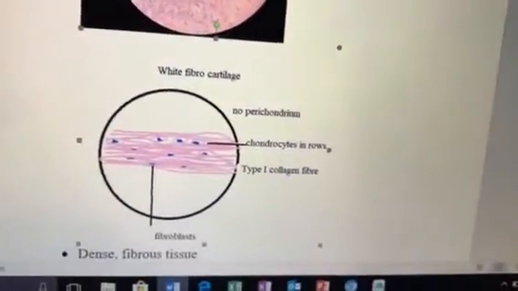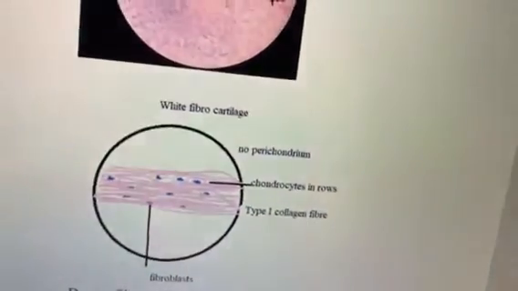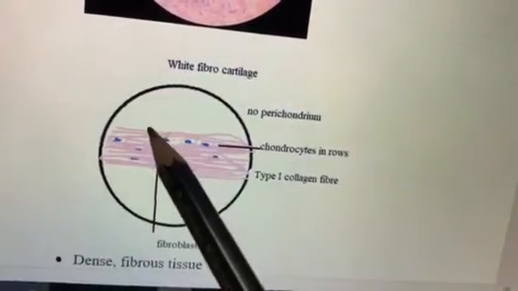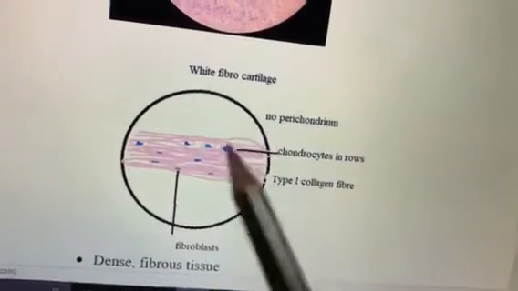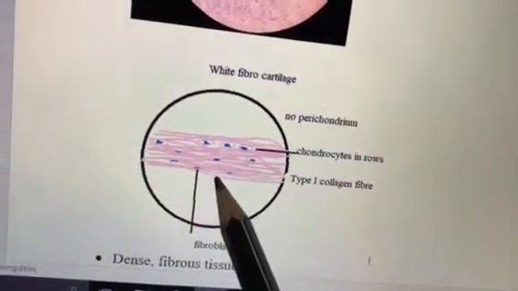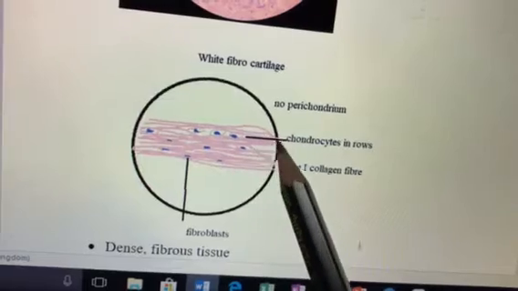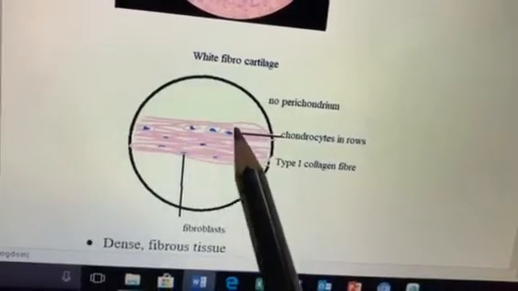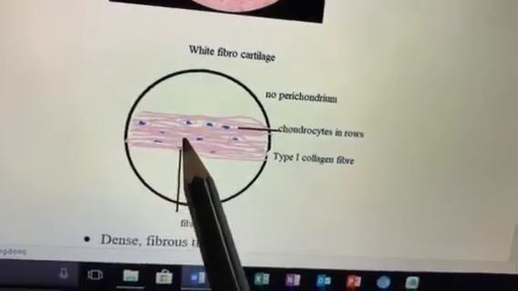The same thing you have to write for the fibrocartilage, but one extra thing you are supposed to note for the fibrocartilage is that it doesn't have perichondrium, and here there are tight fibers. White fibrocartilage means very tough. So which fibers will you use? Type 1 collagen fibers. Inside the collagen fibers, the chondrocytes are trapped. That's why it appears in rows, and in between you can see the fibrocytes.